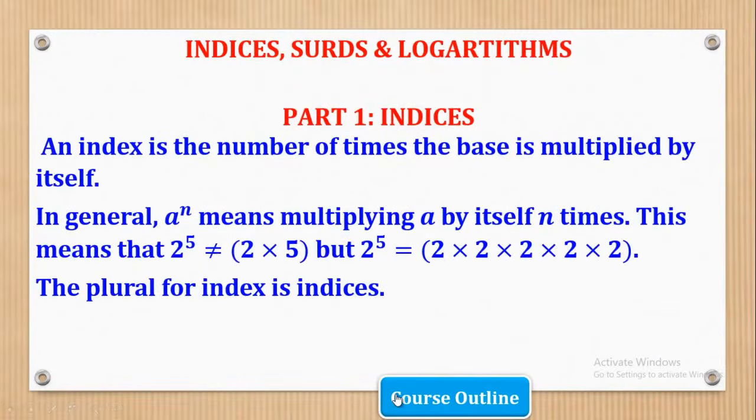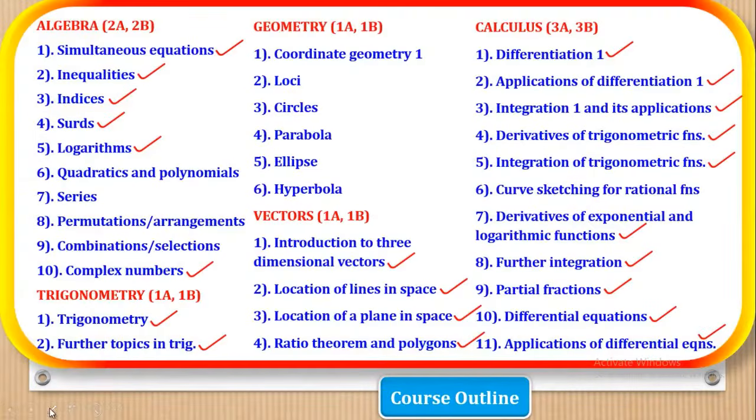So first, let's look at the course outline. Like I've already told you, pure mathematics or math paper 1 is divided into 5 parts. The first part is algebra, which has two questions in section A and 2 in section B, and these are the topics. The next is trigonometry, where one question comes in section A and one in section B, and these are the topics. Then the other part is geometry, where one comes in section A and one in section B, and these are the topics.